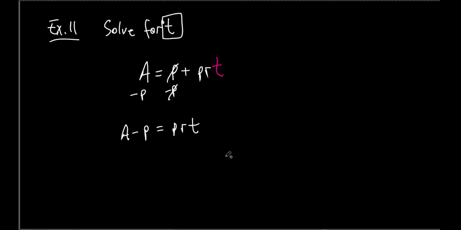So that's our first step. Just subtract p from both sides, no big deal. Now, one more step and we're done. That's it. So I got to get t by itself. What are these things doing to it?